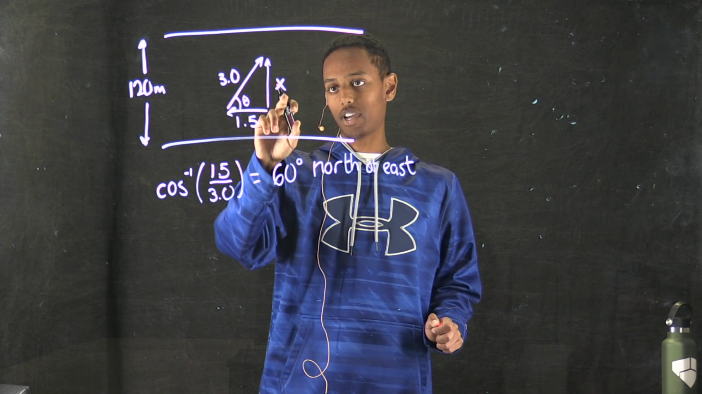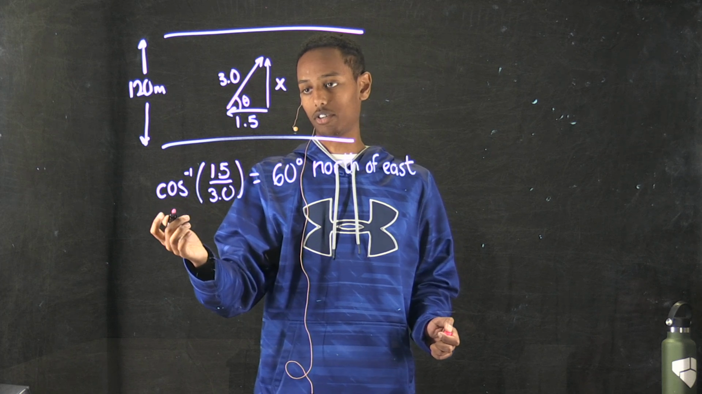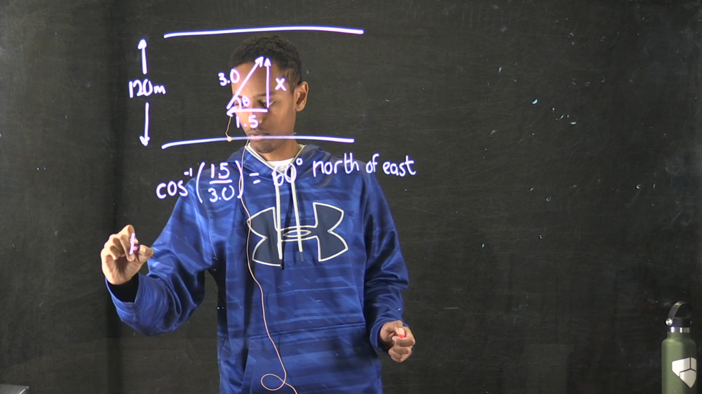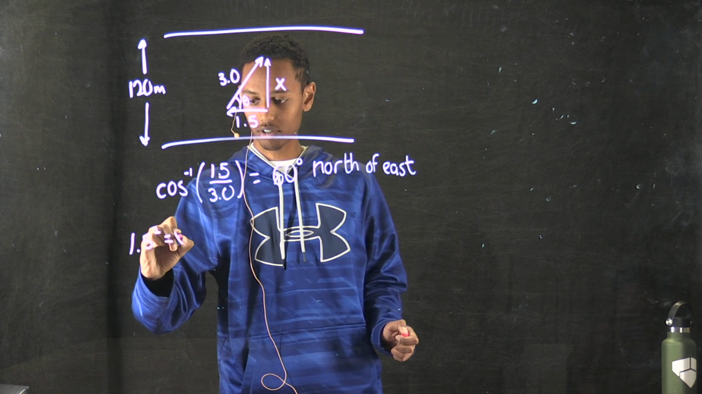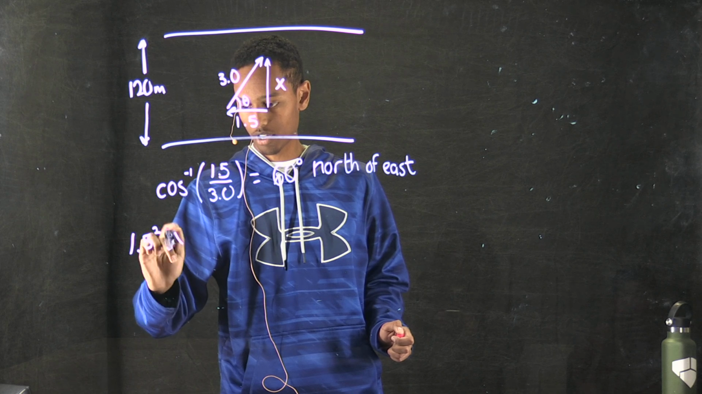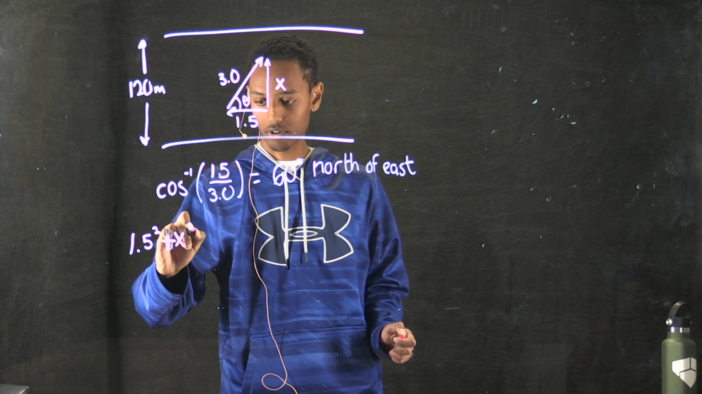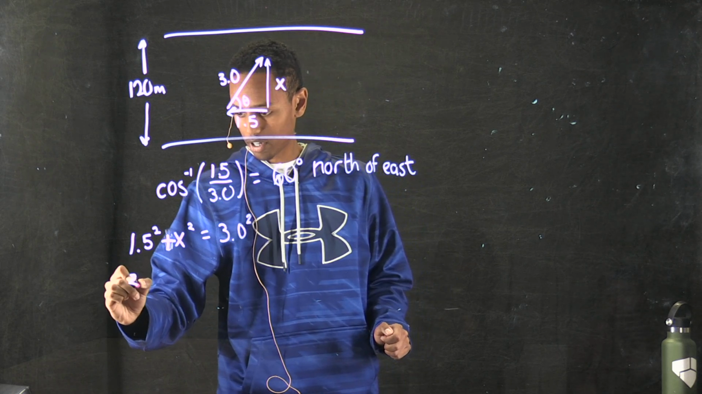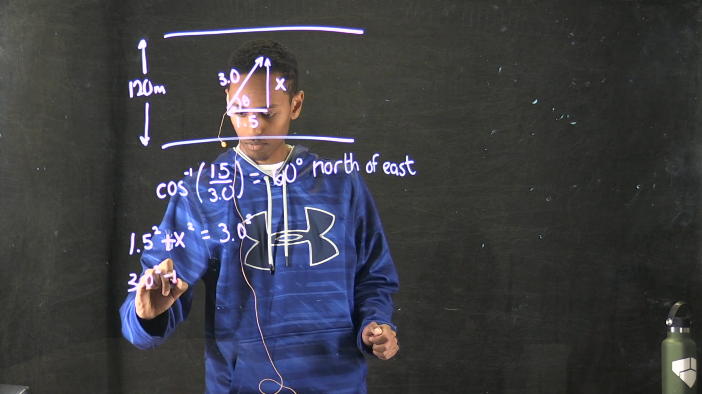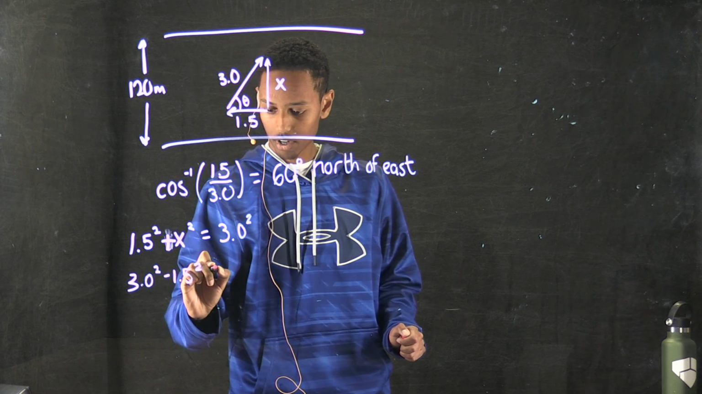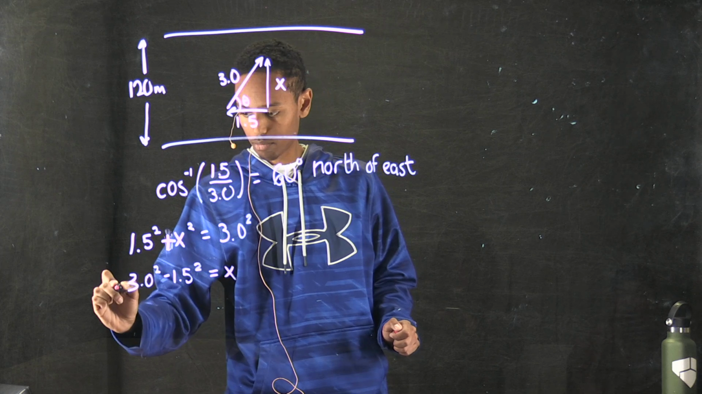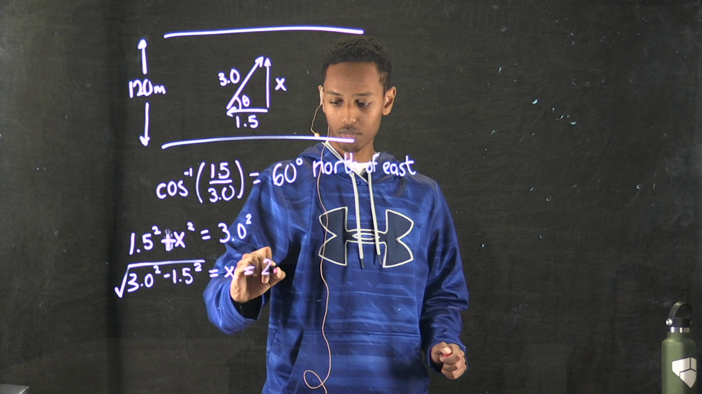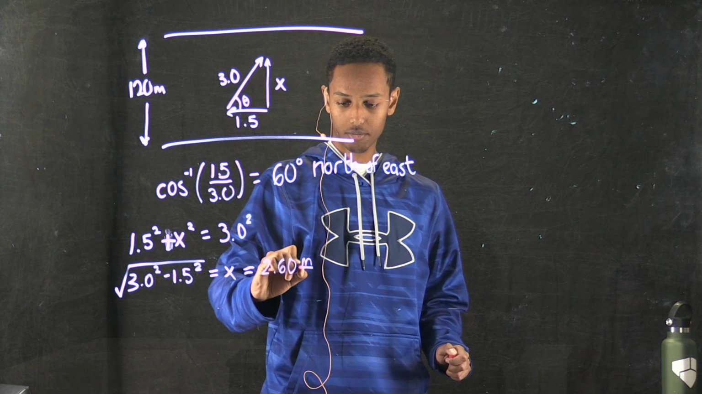Now we want to find x, or the value of x, the magnitude of the vector, which we can do by using the Pythagorean theorem. So 1.5 squared plus x squared is equal to 3 squared. So this can be rearranged as 3 squared minus 1.5 squared is equal to x squared, and we can put this under the square root. So x will give us 2.60 meters per second.